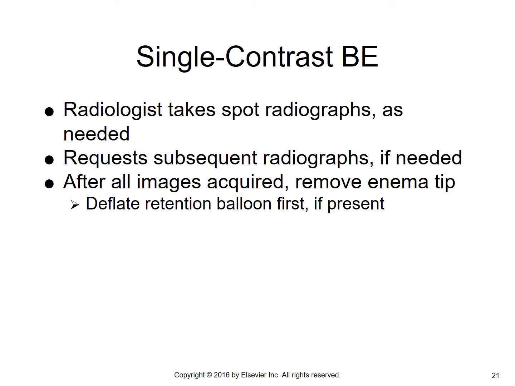The radiologist is going to take spot radiographs as needed, images digitally. Request subsequent radiographs if needed. So after the doctor is done with the fluoroscopic portion of the exam, he or she may say to you, okay, I want an RAO, an LAO, an axial view, whatever. Or simply the doctor may leave and it's the protocol of the institution that you're at to do a series of radiographs. After all of the images have been acquired and checked, you're going to remove that enema tip.